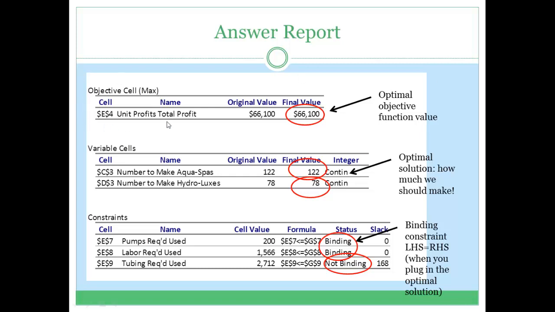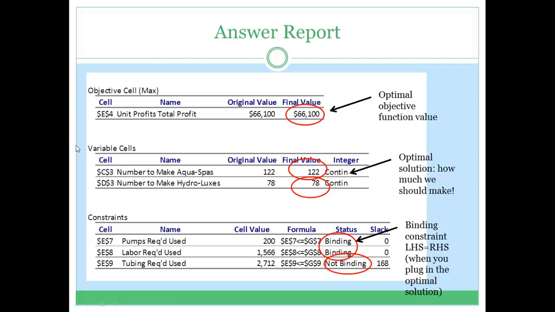In the first table here, the objective cell, we have the unit profits or total profits, which is our objective function. And there's an original value. This is the starting value before we calculated the optimal objective function value. And the final value here gives us the optimal objective function value. This value is the largest value for maximizations and the smallest value for minimizations. In the Blue Ridge Hot Tub problem, it gives us the largest profit that we can make given the certain restrictions on our decision variables.